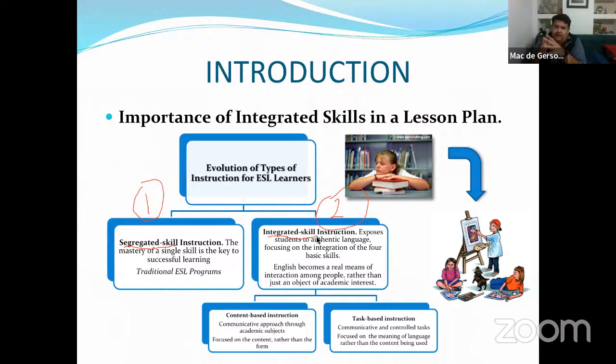Just for the record, 2 are passive and 2 are active. It means two receive the information and the other two produce information. By logic, with which skills do you receive information? Listening, very good, and reading. So listening and reading is to receive, and then to produce, obviously speaking and writing, because you produce the language.